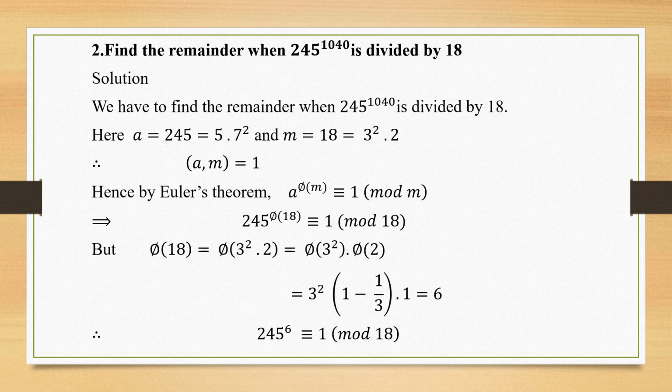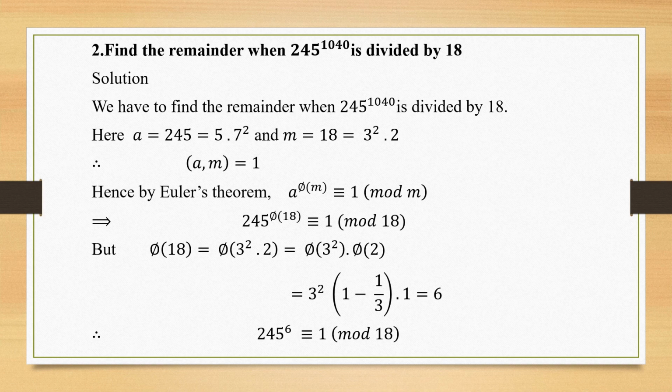Now you can see that 18 is not a prime number. It's a composite number, and I can find the factors of that particular 18. If I factorize it using canonical decomposition, I land up with 2 into 9. So 9 can be written as 3 square. Therefore, gcd of A and M is 1, that is, they are relatively prime numbers. Hence, by Euler's theorem, A raised to the power of phi of M is congruent to 1 mod M. So 245 raised to the power of phi of 18, where M value is 18, is congruent to 1 mod 18.